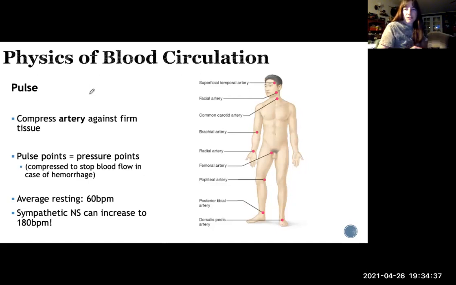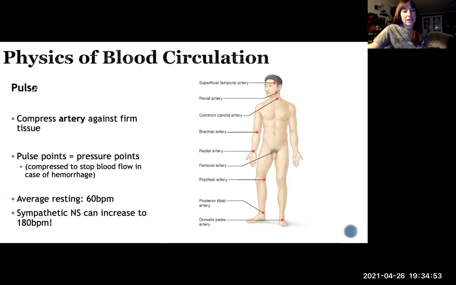You also are able to feel a pulse at the femoral artery, which is right at the groin, the popliteal artery, which is the back of your knee, the posterior tibial artery, which is at your ankle, and the dorsalis pedis artery, which is at the top of your foot.